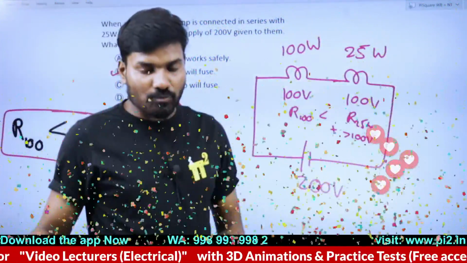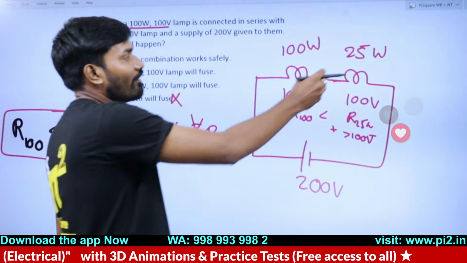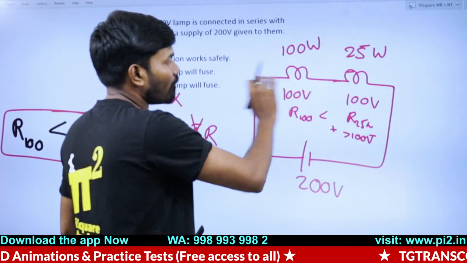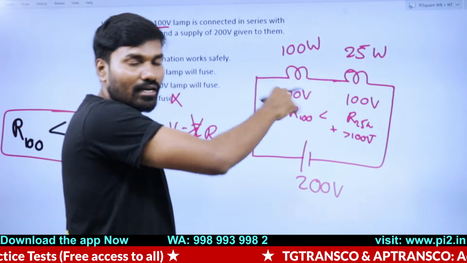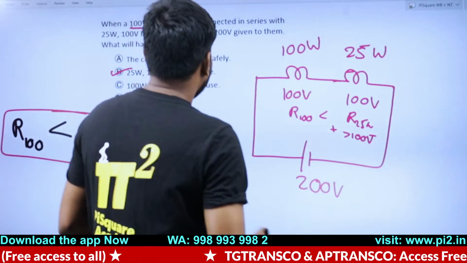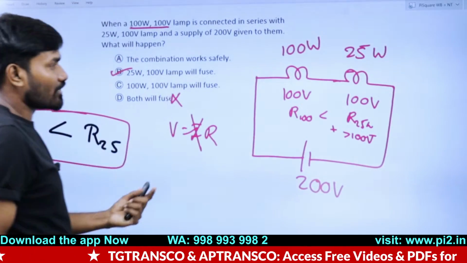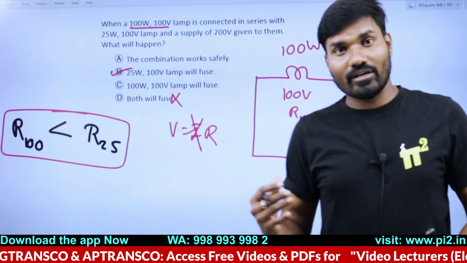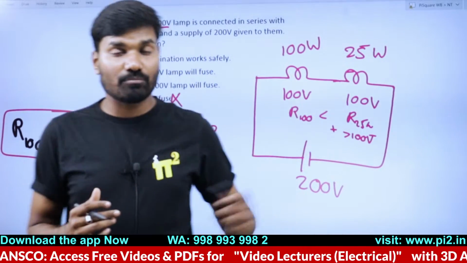Dimly glow, sir? Which one dimly glows? Nothing will dimly glow. Once it is blown away, once it is melted down, it is an open circuit, and current will not flow in this. It is burned. Open circuit, there is no current. Next question. Here, the objective is not just answering this question; the objective is the way you should handle the question. Next time, whenever you get a question in the exam, how to save your time in the exam. That's the key point you should learn from this.